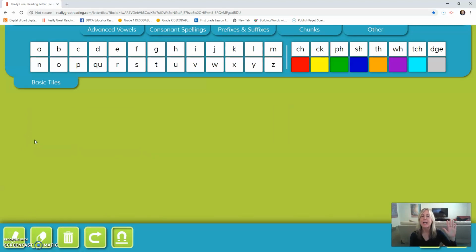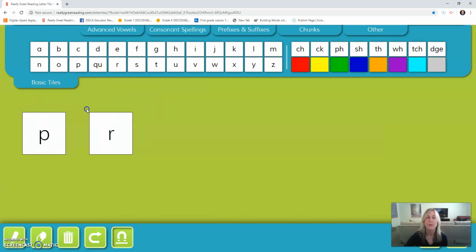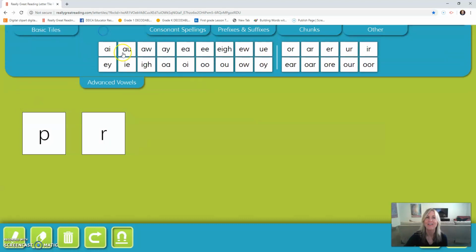The next word is pray. P-R-A, pray. 3 sounds. Let's see how many letters we use to spell this word. Let's build it. Can you say it with me as I do this? And I've got to find my A pattern. A, pray. Let's write it. A, pray. And I'm going to underline the A-Y because it's 2 letters showing 1 sound.